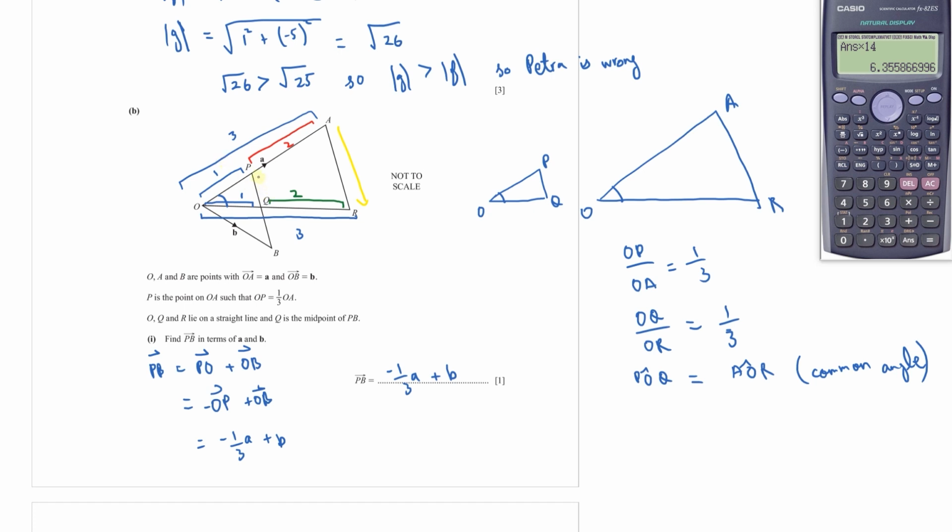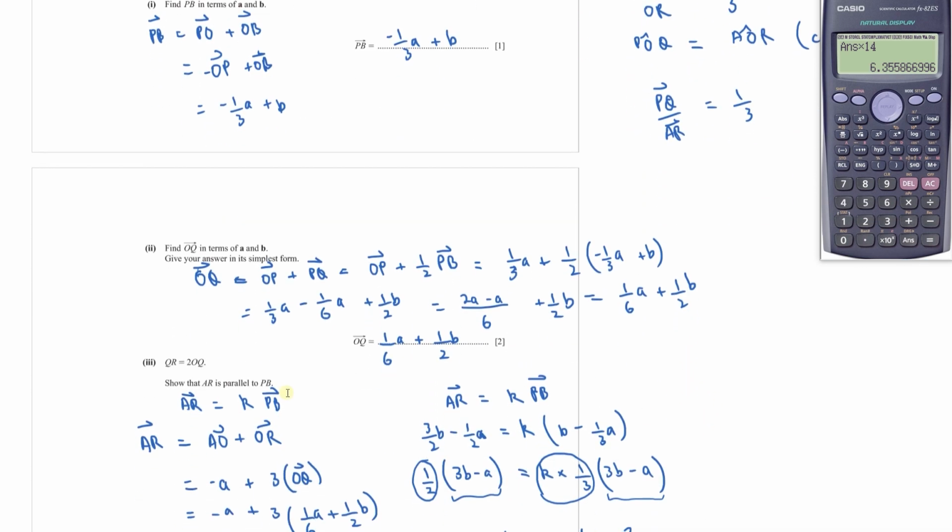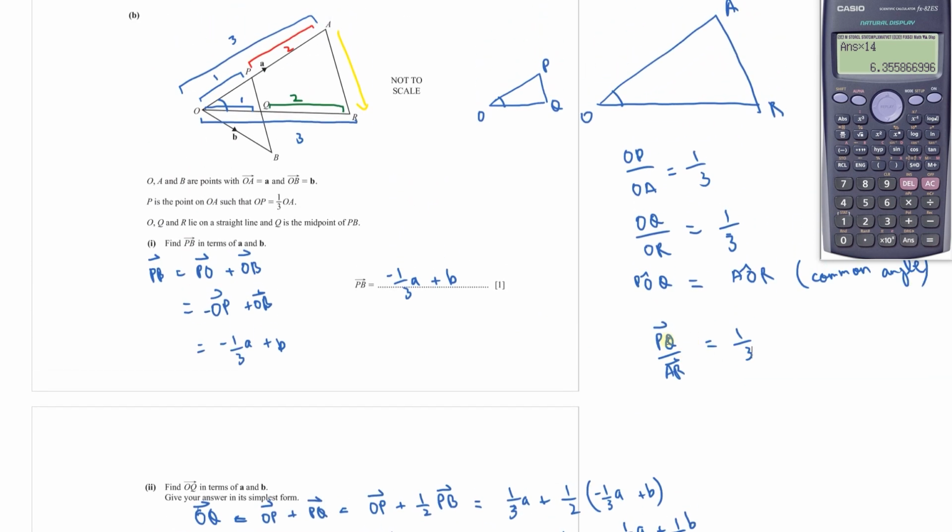Which is the third side? The third side is PQ over AR. So this PQ over AR should also have this same ratio, right? 1 over 3. But we are interested in the comparison of PB with AR. So I can write this PQ.